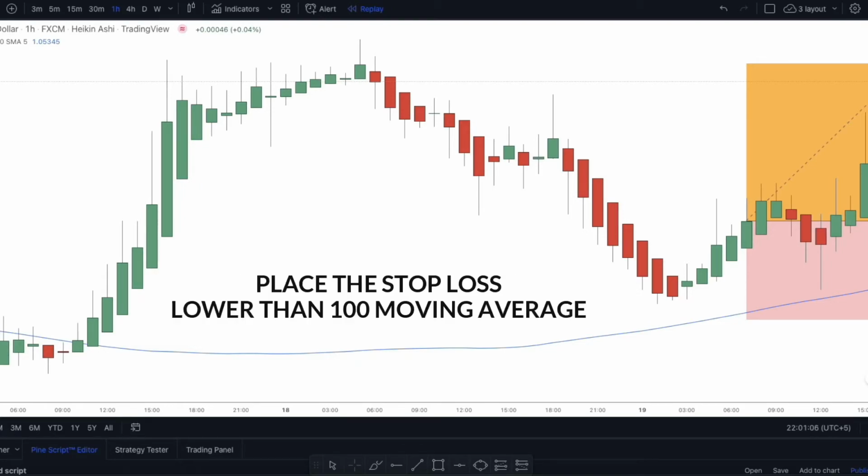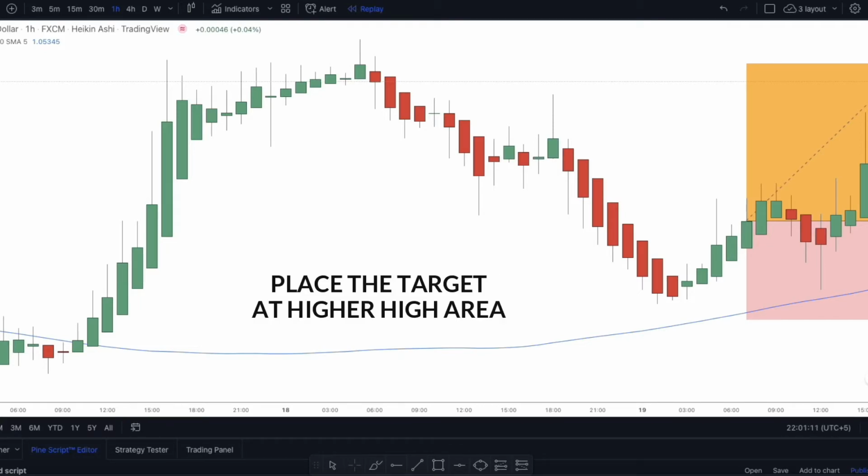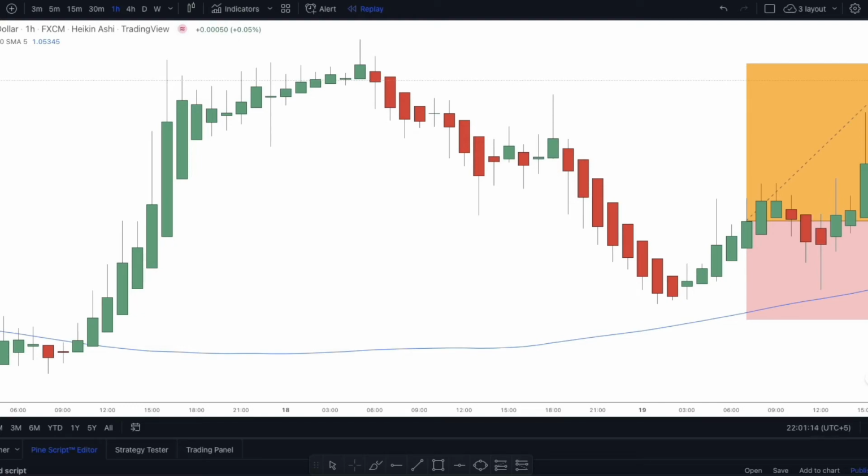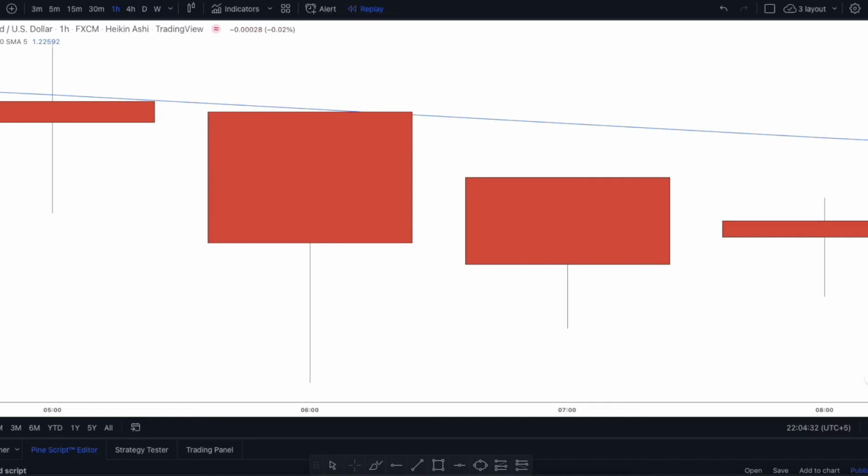We will place our stop loss lower than the 100 period moving average, and we will place our target at the higher high area. Now let's see a trade example for the sell side. Here is what our sell trade setup will look like.